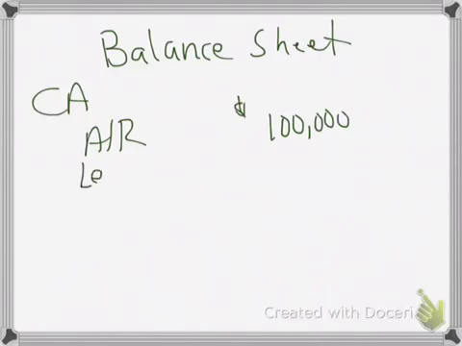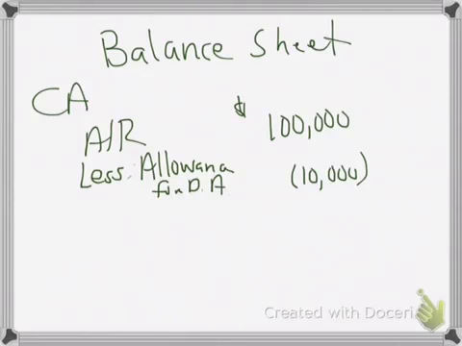$100,000, and then you would do less the allowance for doubtful accounts, and let's just say that that was at $10,000, and then your net realizable value would actually be figured at $90,000. And so that is what your balance sheet would look like whenever we're looking at this net realizable value. So those are just some of the things to look at as far as the chapter goes on our receivables.